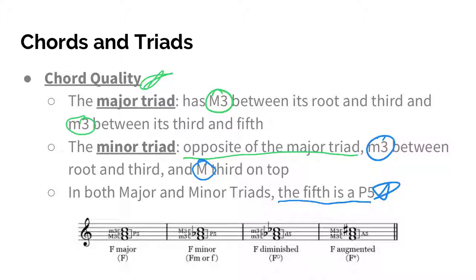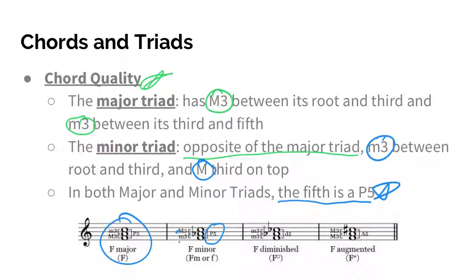So if you look down here, between F and A is a major third, between A and C is a minor third, and then between F and C is a perfect fifth. Here's the F minor triad, so we have a minor third between F and A flat, and a major third between A flat and C, and then a perfect fifth between F and C.